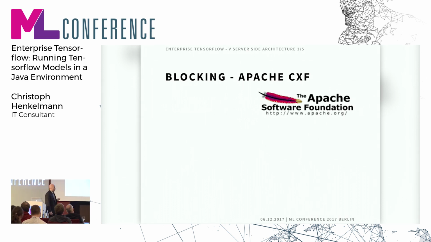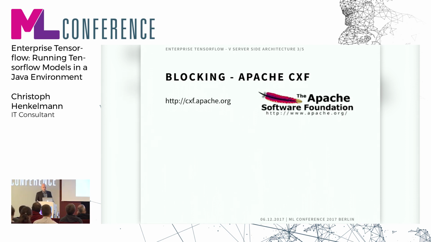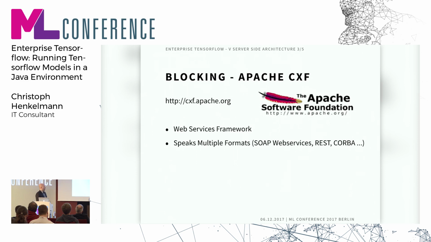Okay, we have 2 examples. The first one is with Apache CXF. Apache CXF is a web services framework. So this is what you want to do to build microservices, middleware, REST services, SOAP, etc. It speaks a lot of formats, which is cool. So you can build an interface between a SOAP web service that transfers it to a CORBA call or whatever, and has multiple transport layers. So you can do REST over JMS if you want to.